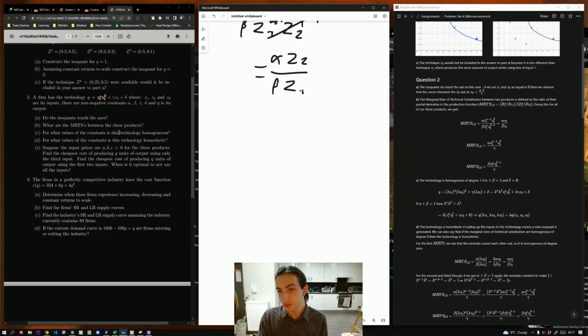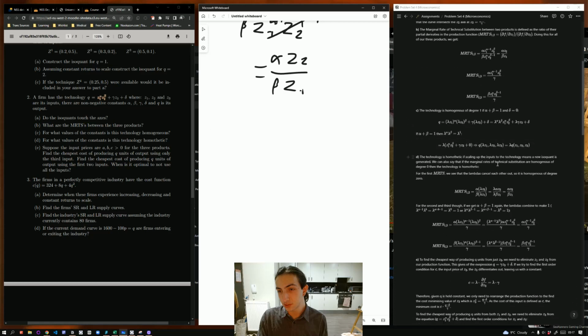Now, for what values of the constant is the technology homogeneous? I'm sure you guys remember what homogeneity is. If we calculate for homogeneity, putting lambda in Z1 and Z2, we come out with lambda to the power of alpha plus beta. But if we put it in front of Z3, it's just lambda to the power of 1.